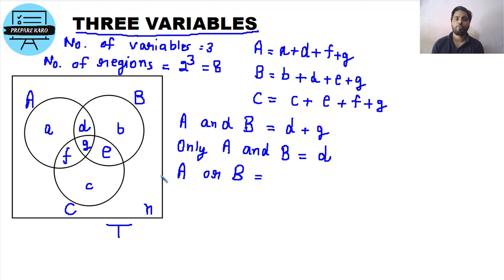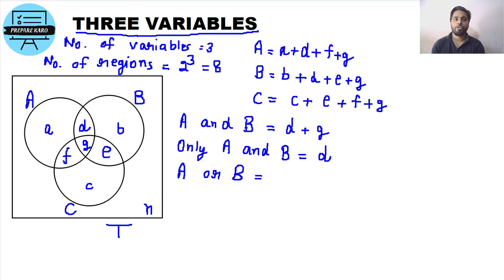In this case, we have to consider those regions where A is present, B is present, right? The third variable can be present or may not be present, but at least one of A or B should be there. A or B means at least one of A or B should be there, at least one. So A or B means this region we are talking about. This region. This is A or B. So we will exclude only small c and small n.